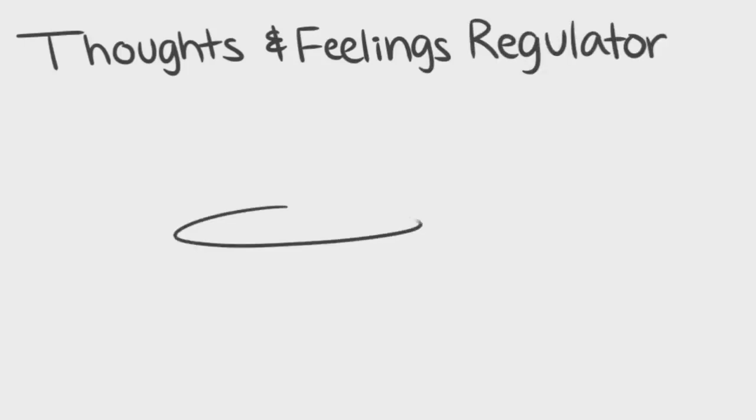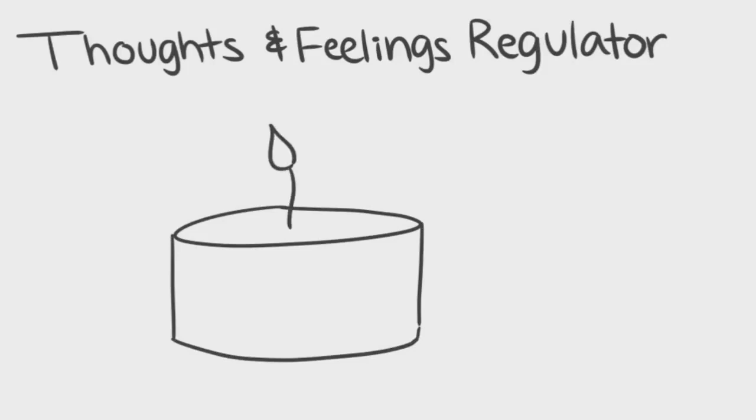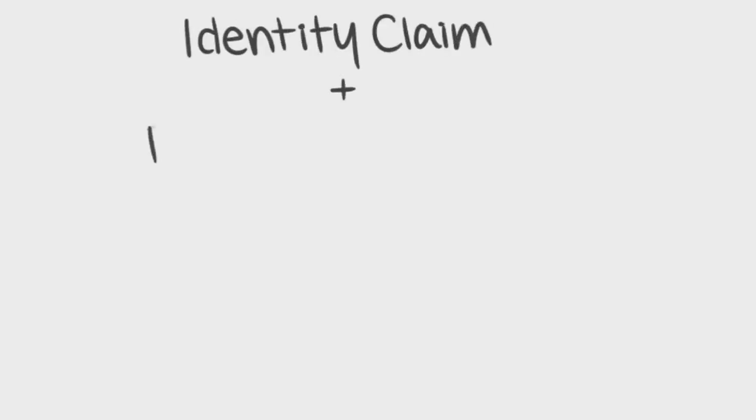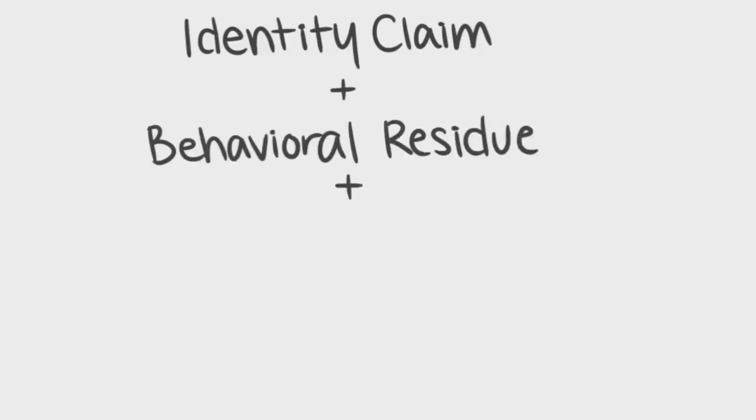Thoughts and feelings regulators are objects that affect the way you feel in your room. Candles that you put on top of your desk to give your room a calm feeling are an example of a thoughts and feelings regulator. So, if a stranger enters your room and takes a look around, they'll be able to gather certain aspects about your personality just by observation.